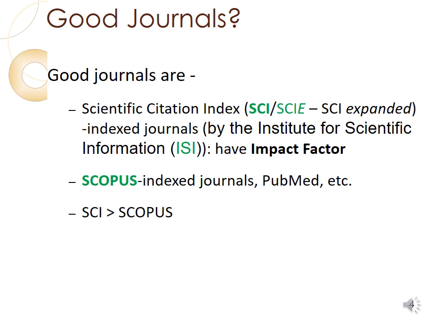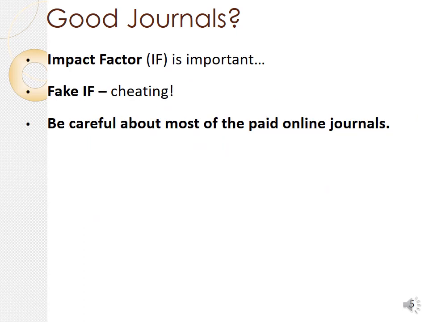Another terminology is Q1, Q2, Q3, this kind of categorization. If you want to know further which journals are under this category, you can just look into it, and Google can help you a lot. So ask the Google Sensei to help you.